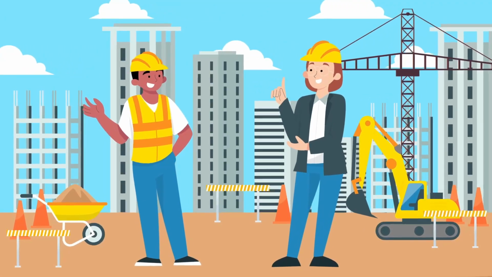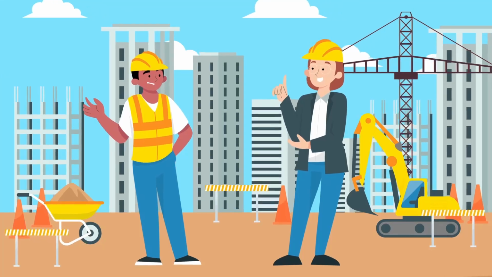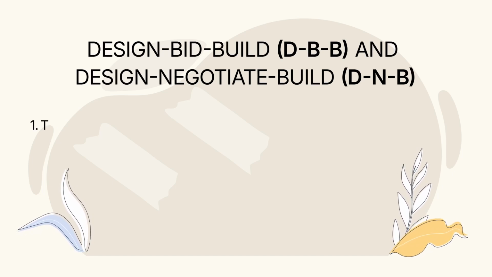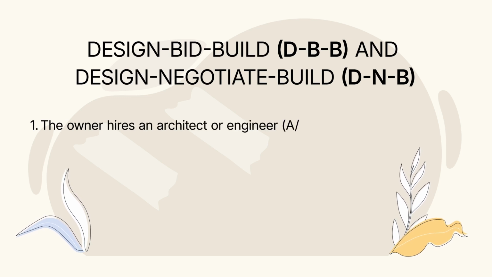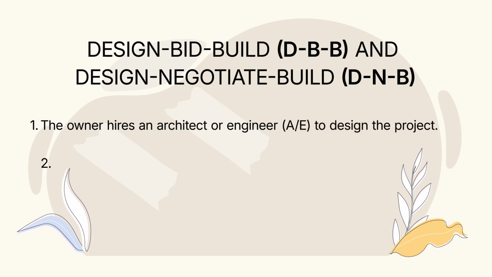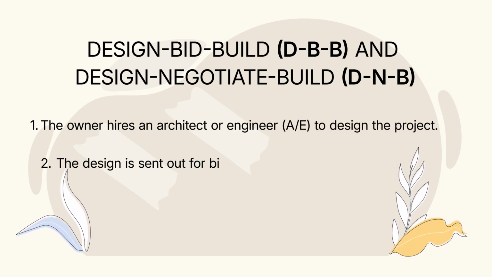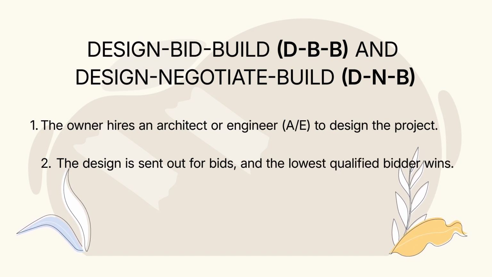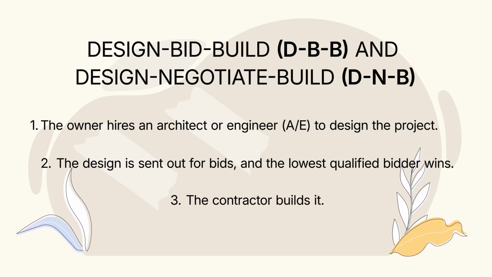Let's talk about the different types of contract. Design, bid, build, and design, negotiate, build. This is the most common and traditional way of doing things. This is how it works. The owner hires an architect or engineer to design the project. The design is sent out for bids, and the lowest qualified bidder wins. Sometimes the lowest and best bidder wins. Then the contractor builds it.